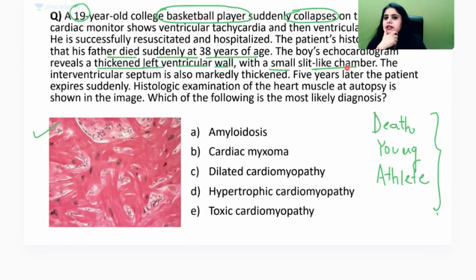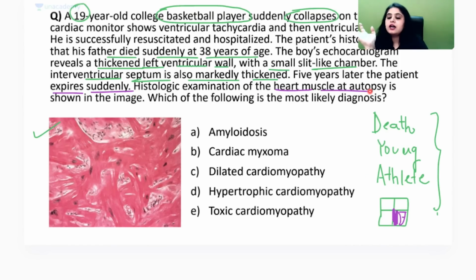What are they trying to tell you over here? Small slit-like chamber, which particularly they are trying to say. They also say the interventricular septum is markedly thickened. So if we try to draw it out, they are saying that the interventricular septum is markedly thickened and the lumen has become very, very narrow. Yes, banana shaped heart.